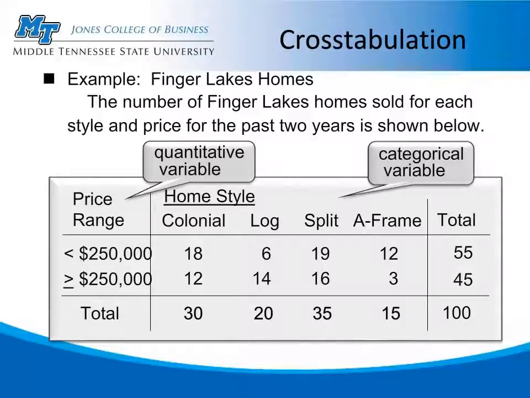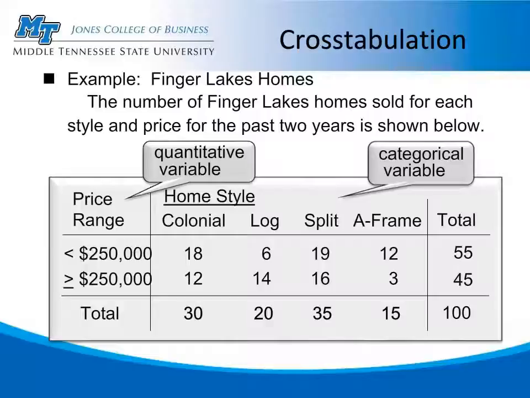Now this is an example of a cross tabulation. The Finger Lake homes, they've broken them down as to the style of the home and then also the price. Some of the homes, their price was less than $250,000, and some of them were at least $250,000. But you could take that quantitative variable, the price, and come up with these groupings. The home style variable is a categorical variable. They had colonial, they had log houses, they had split level houses, they had A-frame houses.